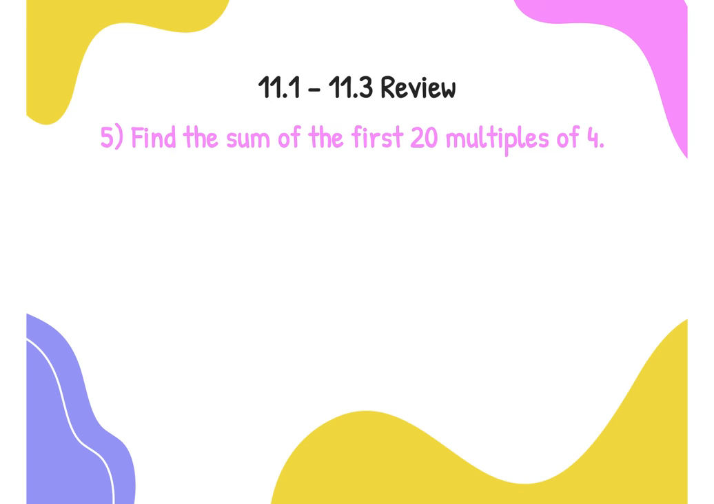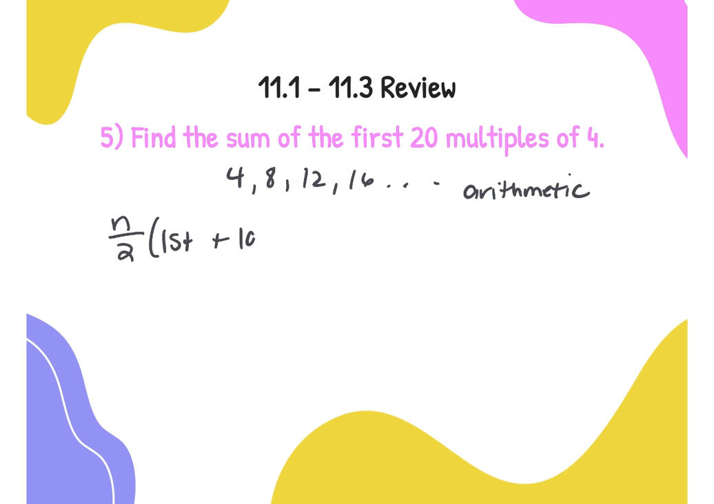Find the sum of the first 20 multiples of 4. Would this be arithmetic or geometric? If I go 4, then I go 8, then I go 12, then I go 16. Arithmetic or geometric? Arithmetic. You're adding 4 each time, right? So this is arithmetic. And we're finding the sum of an arithmetic. So n over 2, first plus last.